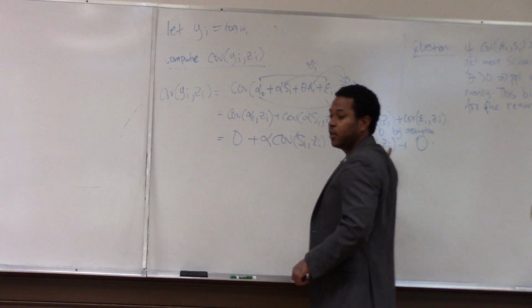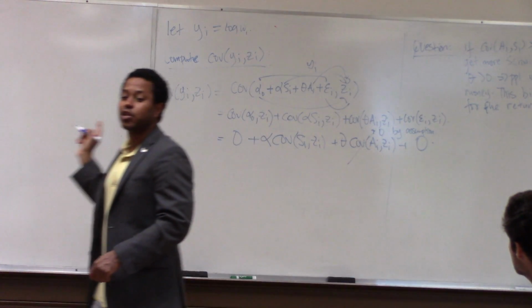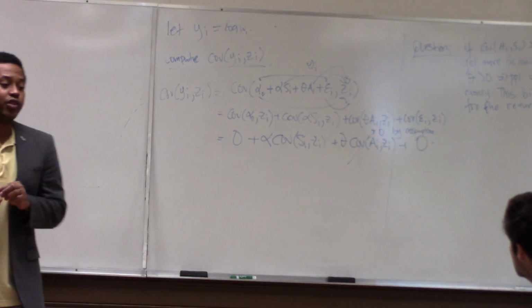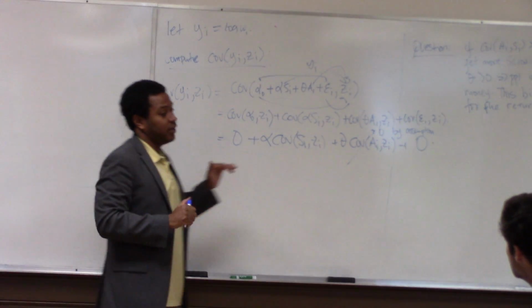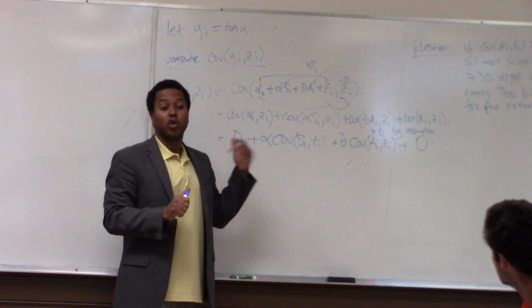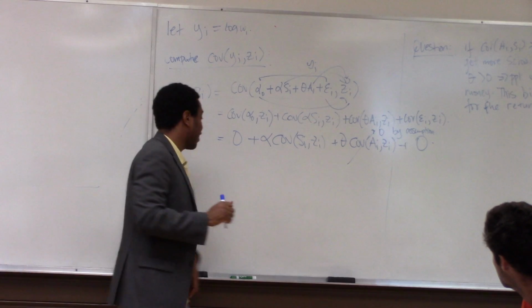This is what makes a good instrument. That's called the exclusion restriction. The exclusion restriction is that the instrument is uncorrelated with the error, and it's uncorrelated with the unobservable stuff, right?